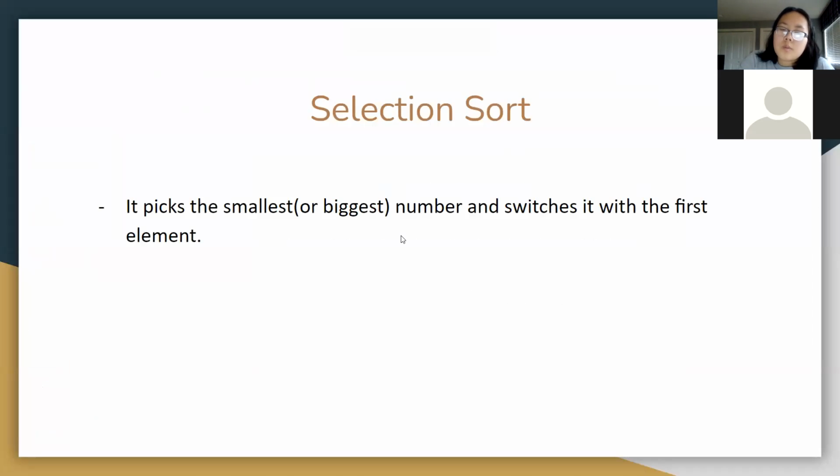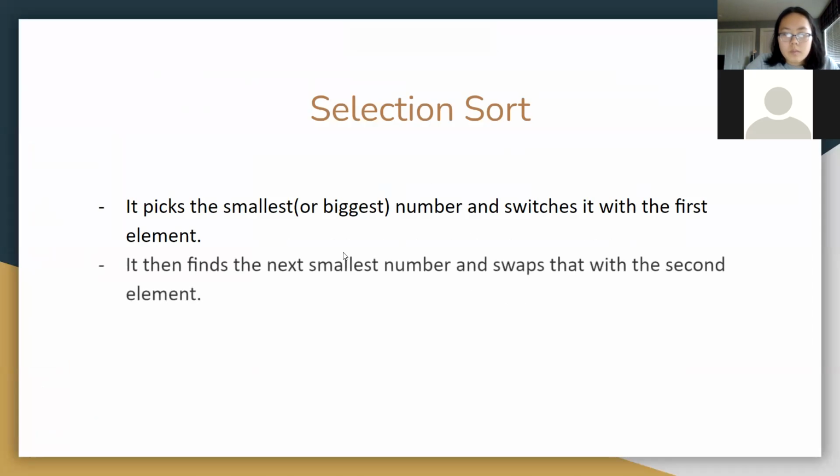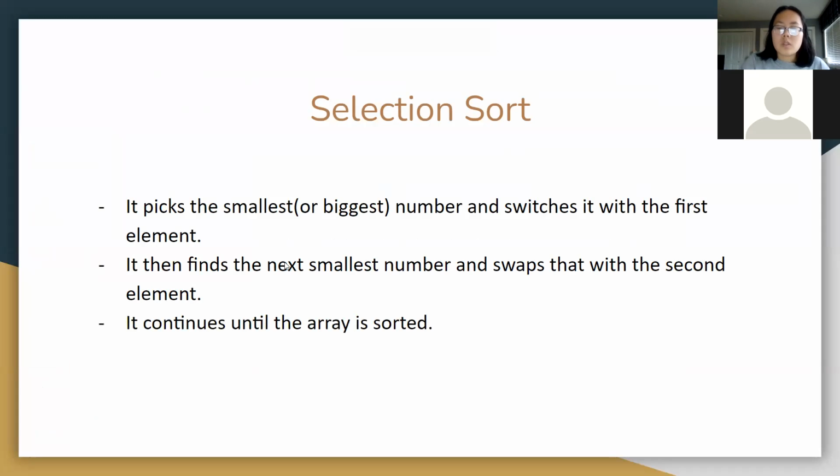Selection sort picks the smallest or the biggest number, depending on how you coded it, and switches it with the first element. It then finds the next smallest number and swaps it with the second element, and it continues until the array is sorted. So this one's also kind of swapping, and it's also kind of like insertion in the fact that you're trying to find the correct value. It continues swapping the smallest number with the beginning, or whatever value you're trying to find a place for, until the array is sorted.